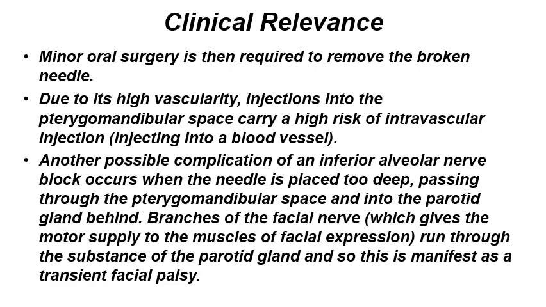Another possible complication is passing the needle too far and too deep beyond the pterygomandibular space to the parotid gland, found at the posterior border of this space, and giving the injection within the substance of the parotid gland. It will affect the 5 terminal branches emerging from the anterior and inferior aspect of the parotid gland, which are the temporal, zygomatic, buccal, marginal mandibular and cervical, and this will lead to transient facial palsy.